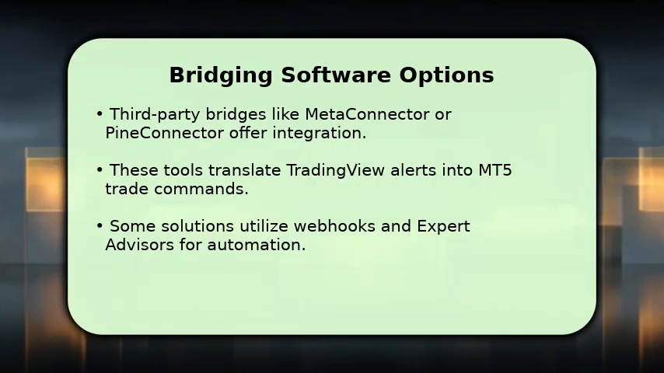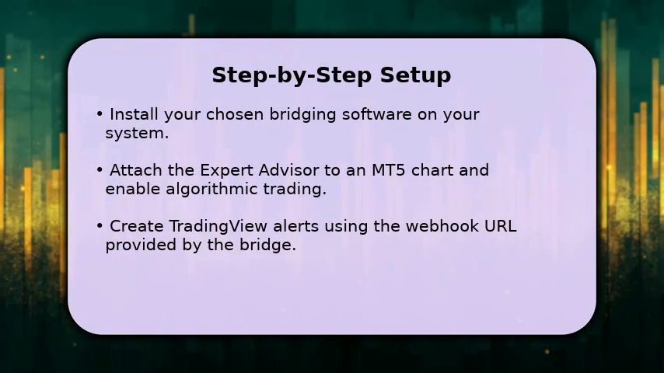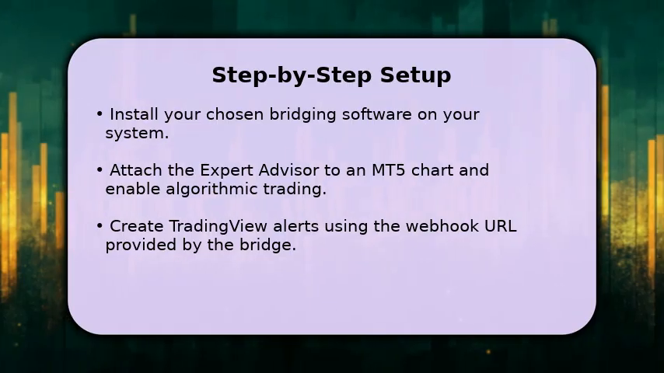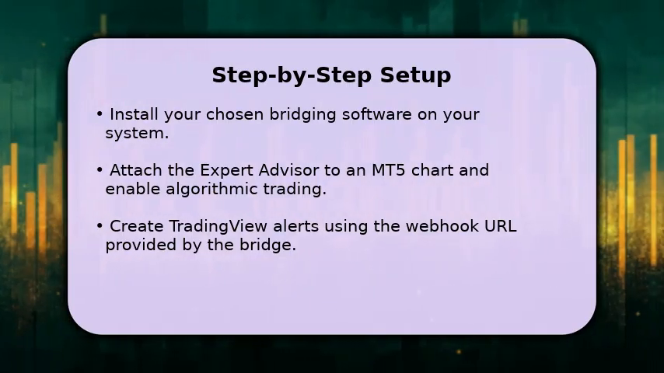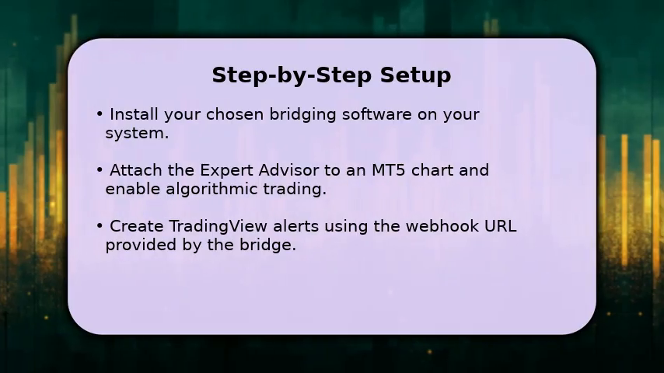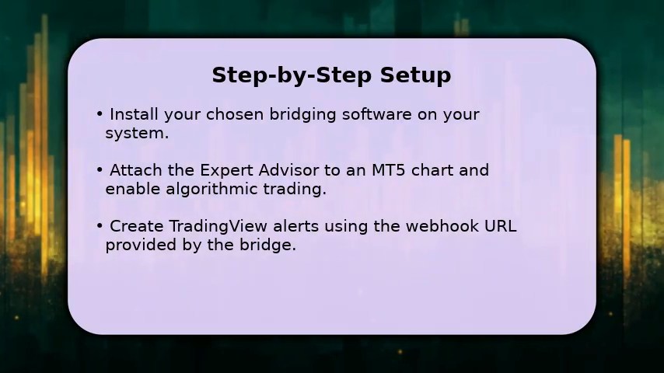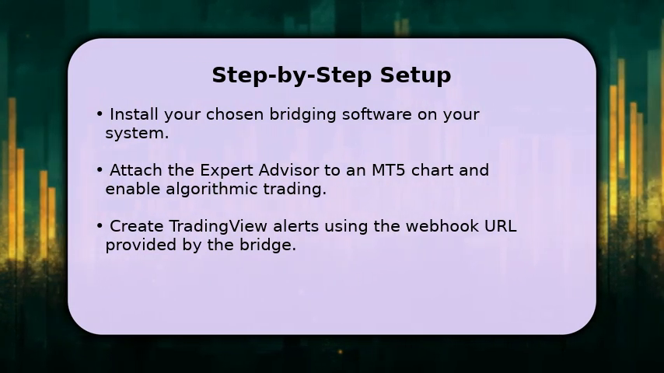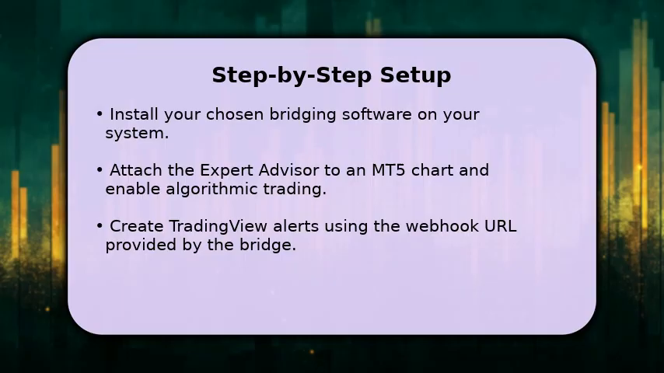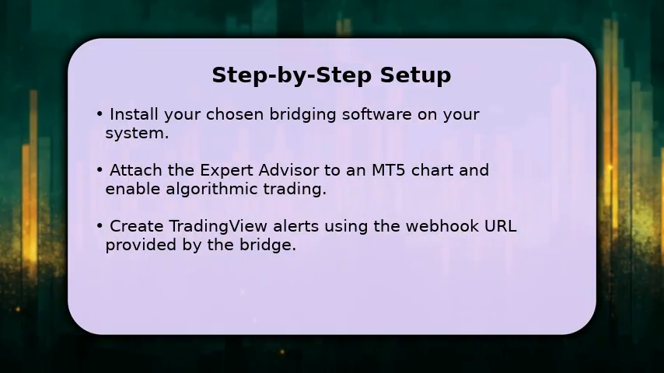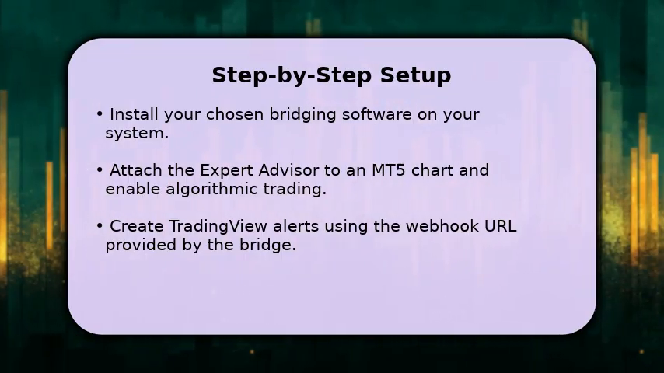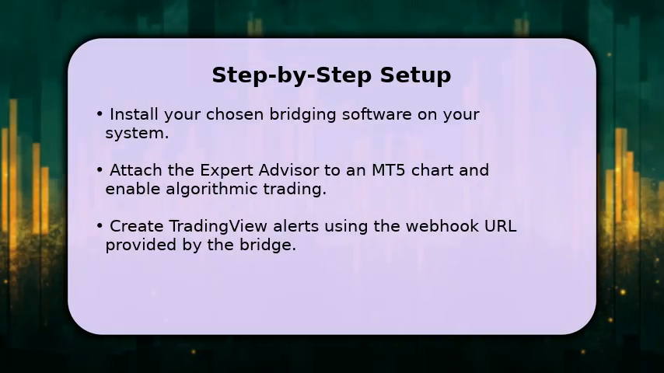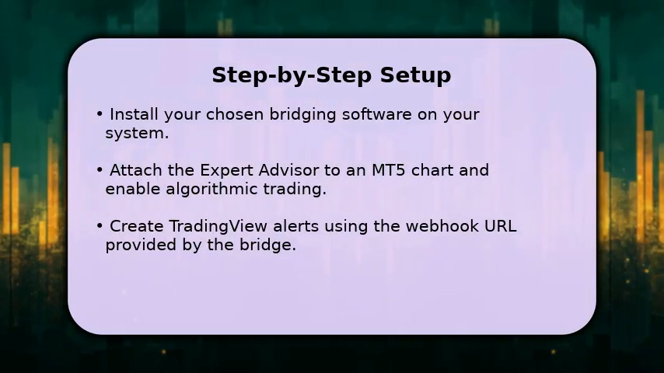automatically, streamlining your workflow. To set up the connection, first, download and install your selected bridging software. Next, open MetaTrader 5, enable algorithmic trading, and attach the provided expert advisor to a chart. Finally, in TradingView, create your alerts and configure them to send signals via the webhook URL supplied by your bridging tool. Always test your setup with a small trade in a demo account before going live.